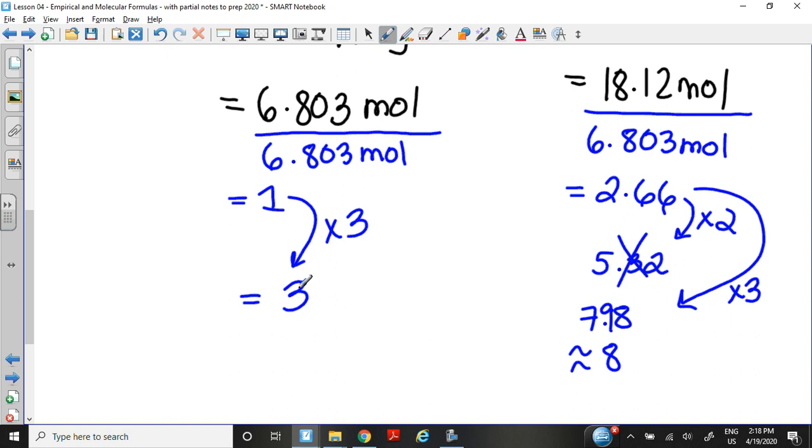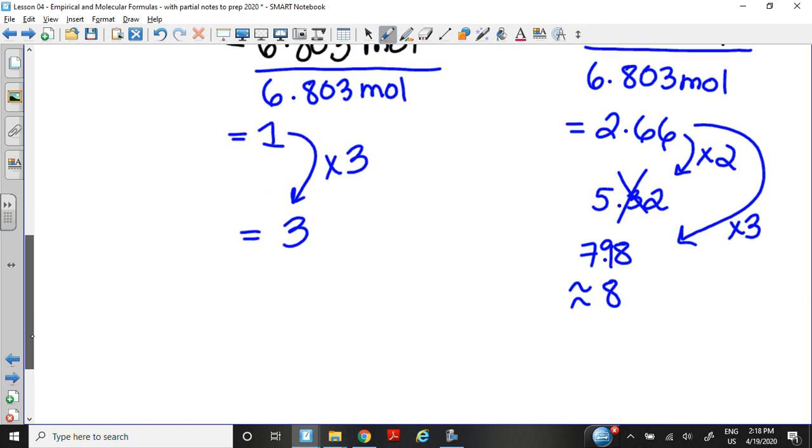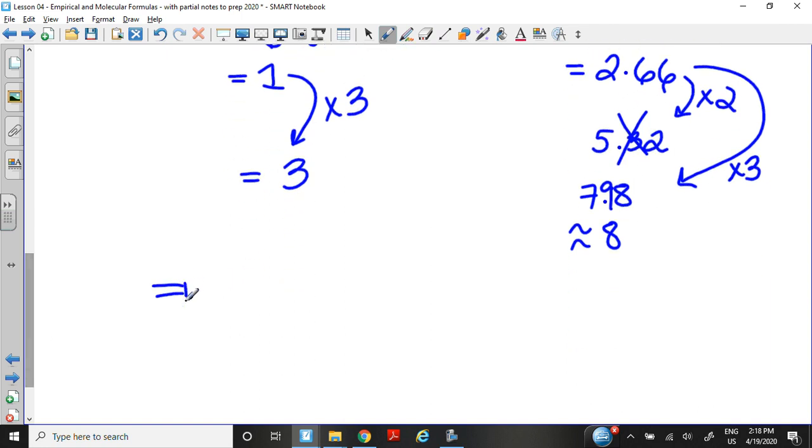Now I've got two whole numbers. Now I have my empirical formula. So here I can say my empirical formula is made up of 3 carbons and 8 hydrogens, and that's my empirical formula. So this is part 1 of our lesson with all of the empirical formulas. In part 2, we're going to see how to figure out the molecular formulas.